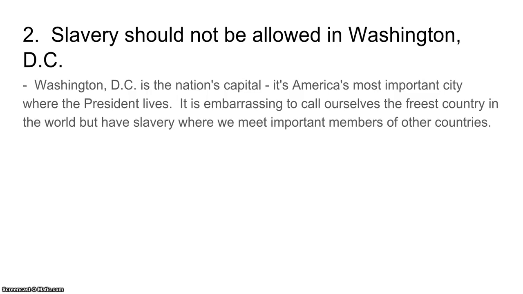All right, number two, slavery should not be allowed in Washington, D.C. Washington, D.C. is the nation's capital. It's America's most important city where the president lives. It's embarrassing to call ourselves the freest country in the world, but have slavery where we meet important members of other countries. We're doing international business and we're saying we're the greatest country in the world, and literally right outside the White House, you can see people being bought and sold in auctions. It's kind of embarrassing. To Northerners, it only makes sense that we should get rid of slavery in Washington, D.C.